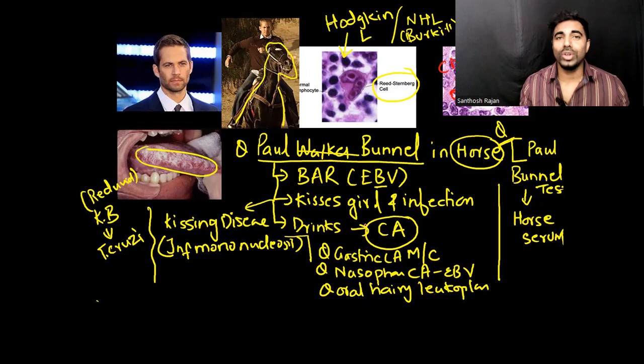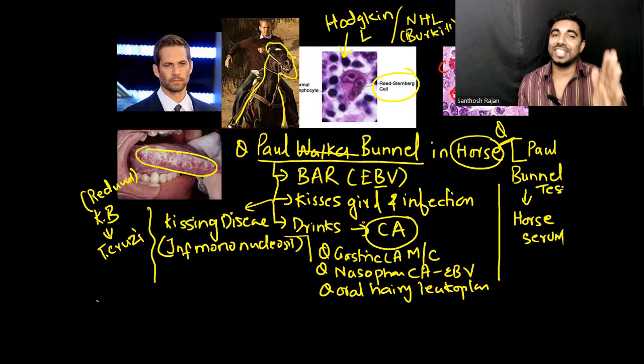Paul Bunnell test, heterophile antibody test. And then what happens? Epstein-Barr virus is popular. It's very well known for the cancers and lymphomas. The most common cancer it causes is gastric carcinoma. But for nasopharyngeal carcinoma, the most common cause is EBV only.